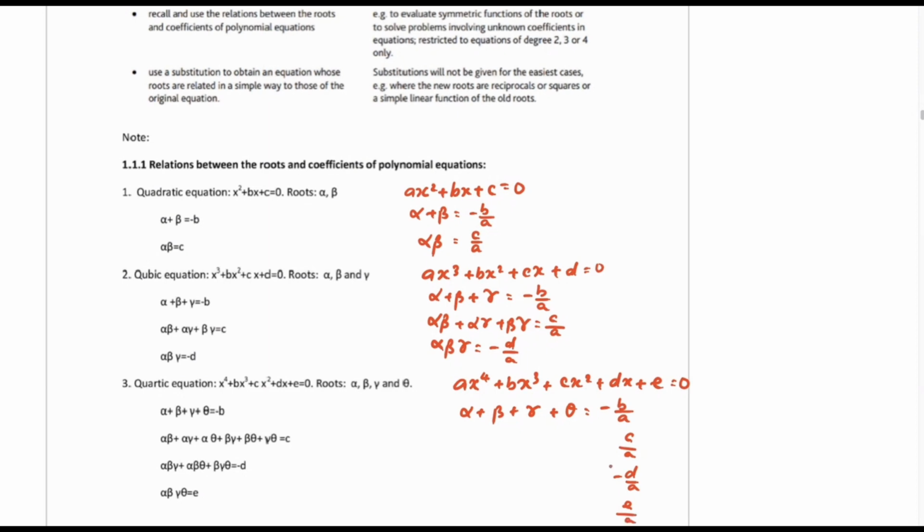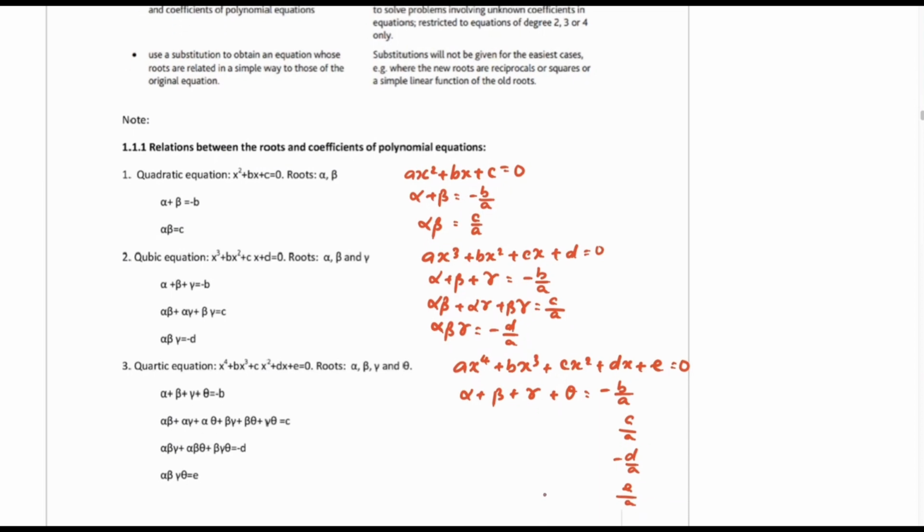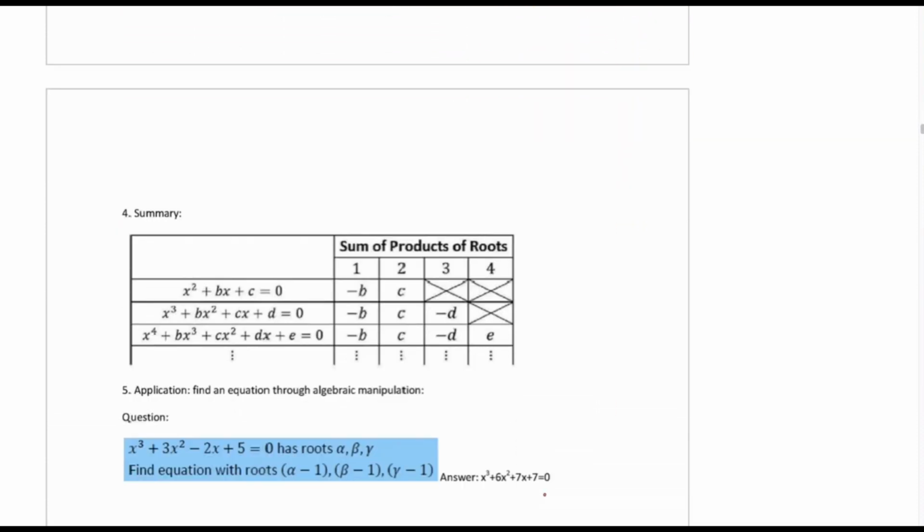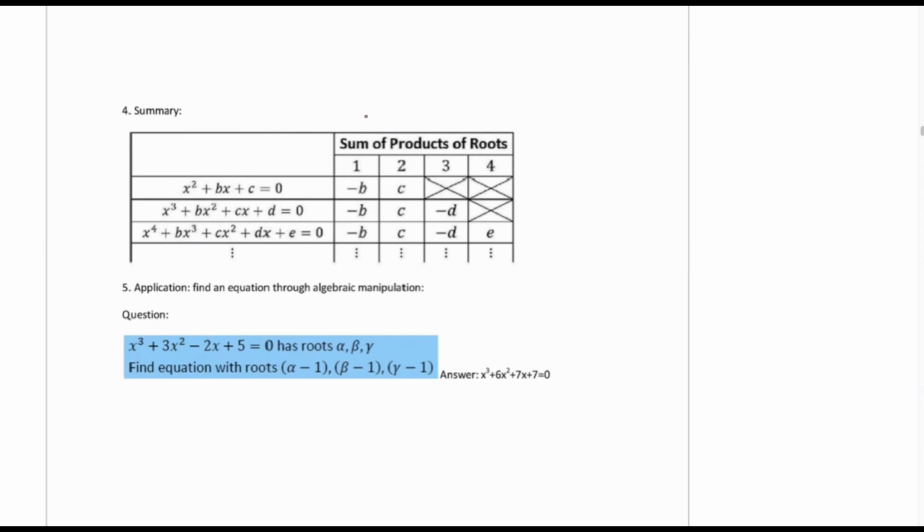First, the change in sign: minus, plus, minus, plus. Second, you take the coefficients one by one, B, C, D, E. And you have another trend also: one root, then two roots multiply and add up, three roots multiply and add up, and then four roots multiplying. So that's the theory, the very first part of the theory. This is the summary: take one root, take two roots multiply and add up, take three roots multiply and add up, and take four roots multiply and add up.